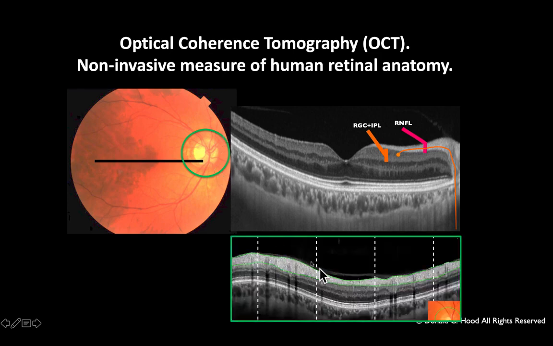So here's the result of a circle scan for the same eye, right? What you're doing here is looking at the retinal nerve fiber layer. And you're looking in this way, like this. Does that help? That is, you're looking in this way here.